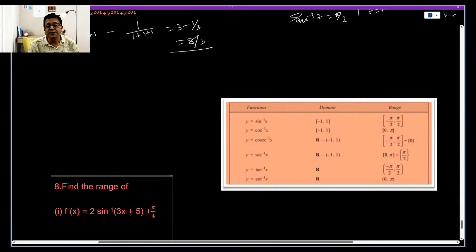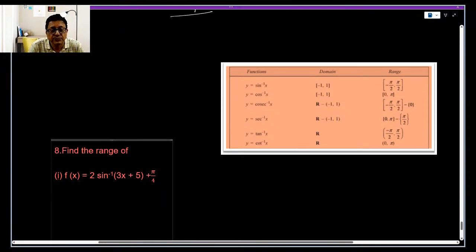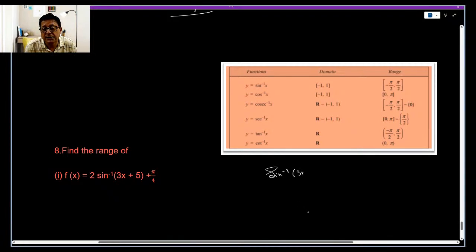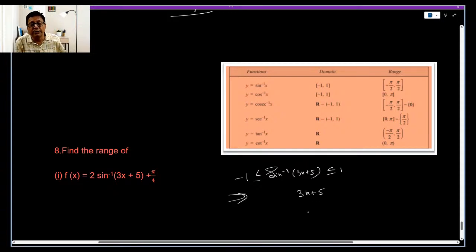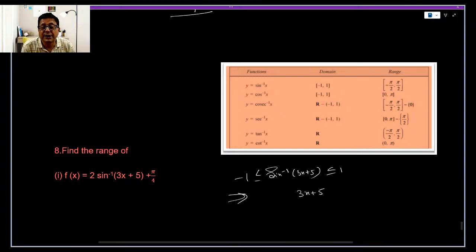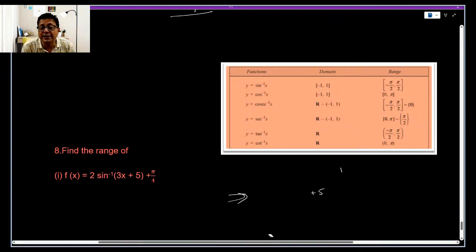Find the range of this function. How to get that? Sin inverse 3x plus 5 is greater than or equal to minus 1 and less than or equal to 1. No, sorry. That sin inverse value is lying in the interval.